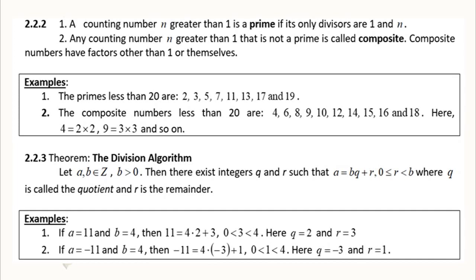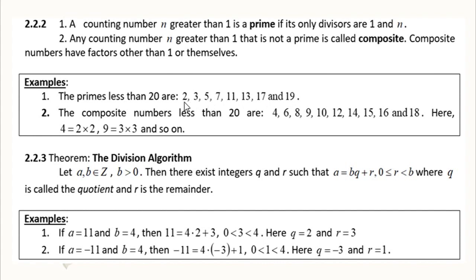Okay, next, let us define prime and composite numbers. A counting number n greater than 1 is a prime if its only divisors are 1 and n. So, prime numbers tawag pag ang divisors na to 1 and itself lang. Examples of prime numbers less than 20 are this: 2, 3, 5, 7, 11, 13, 17, and 19.